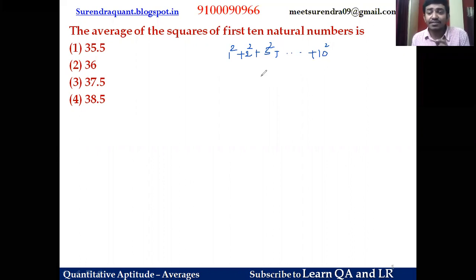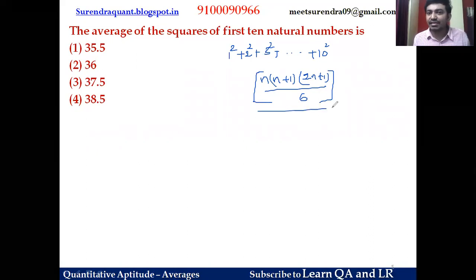So guys, the sum of n natural numbers is n into n plus 1 by 2, and the sum of squares of n natural numbers is n into n plus 1 into 2n plus 1 by 6. This is the sum; dividing by the number of numbers gives the average. So n gets cancelled. The average of squares of n natural numbers is n plus 1 into 2n plus 1 by 6.